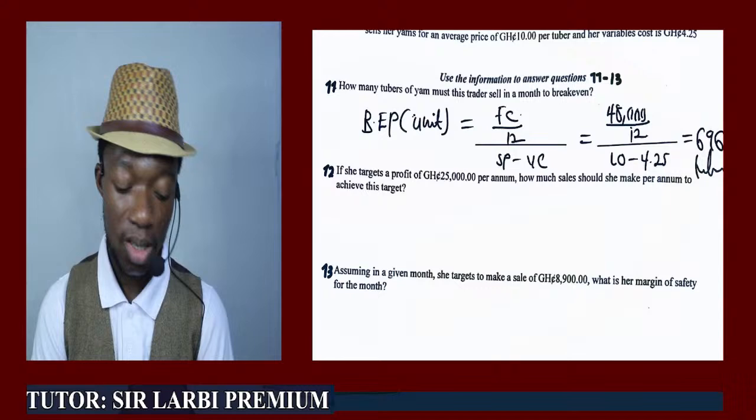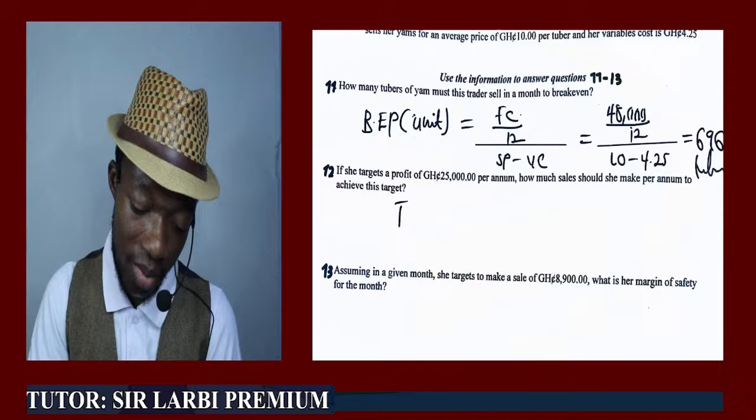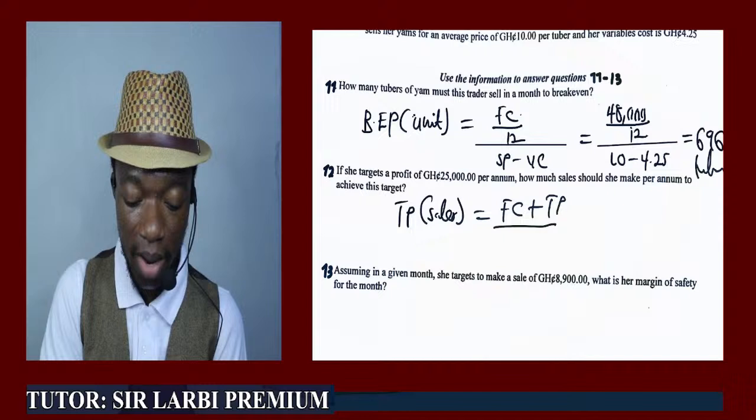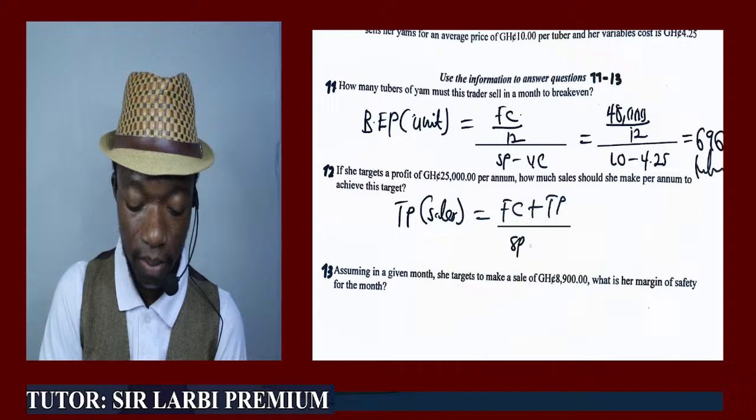We say that our target profit, how much sales? So this target profit in terms of value, right? So target profit in terms of sales value will give us our fixed cost plus the target profit, divided by our contribution. And you know, contribution is selling price minus the variable cost per unit. And then multiply by the selling price. Okay. Straight up, we are good to go.